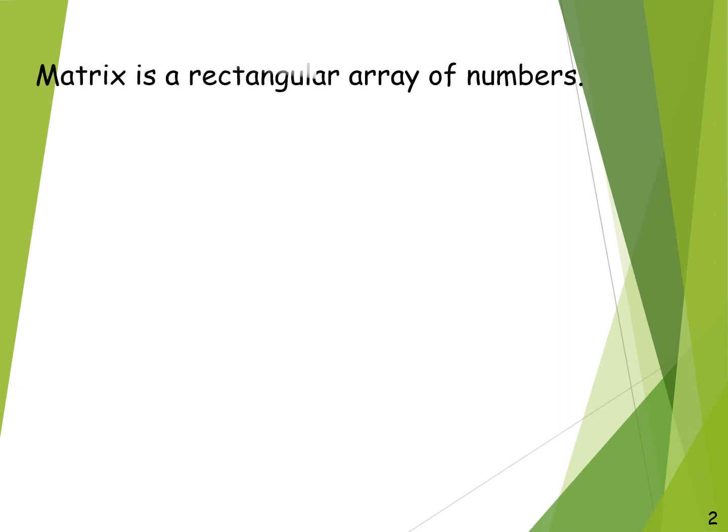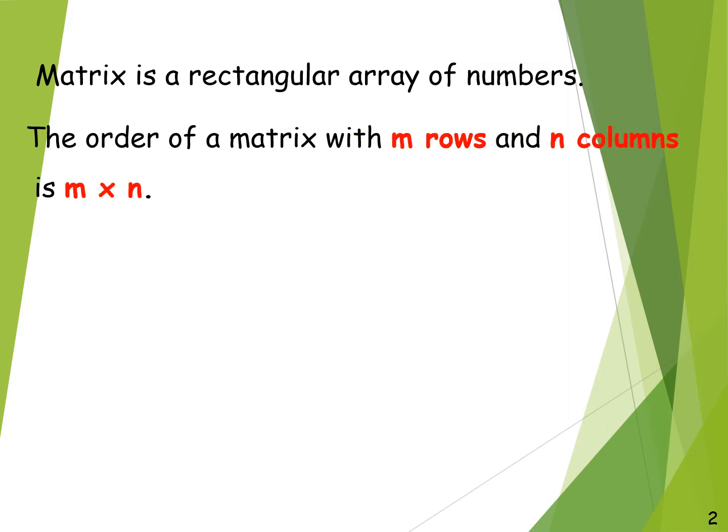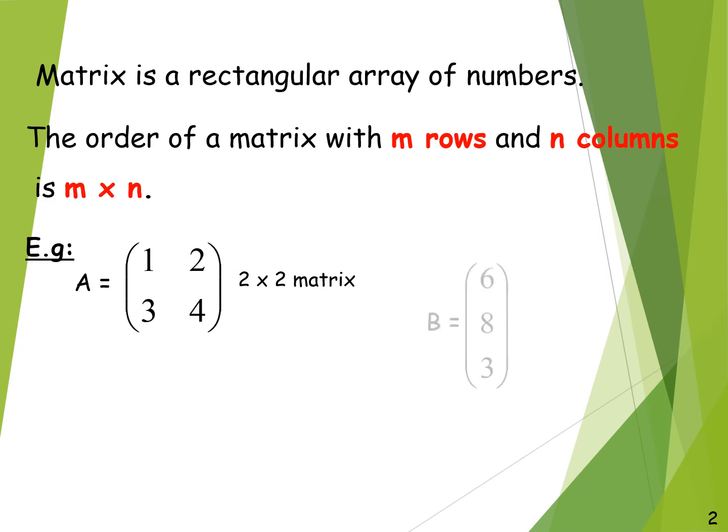What is a matrix? A matrix is a rectangular array of numbers. The order of a matrix with m rows and n columns is m by n. For example, matrix A is 1, 2, 3, 4. A has 2 rows and 2 columns, so A is a 2 by 2 matrix.